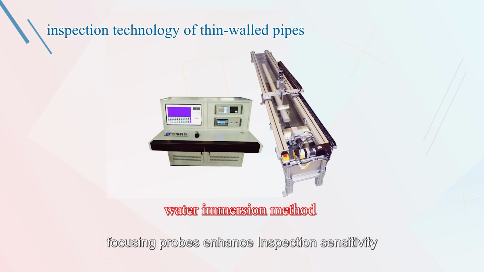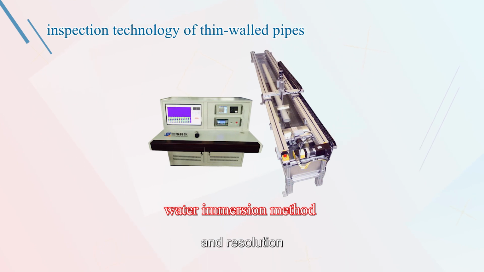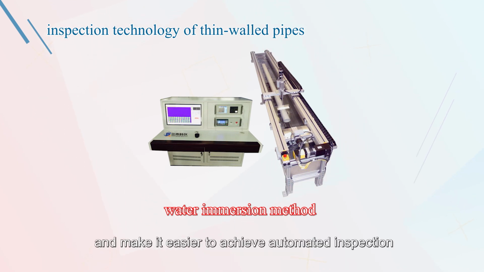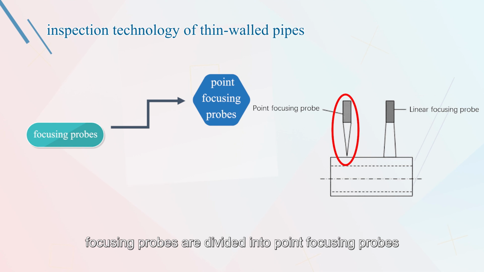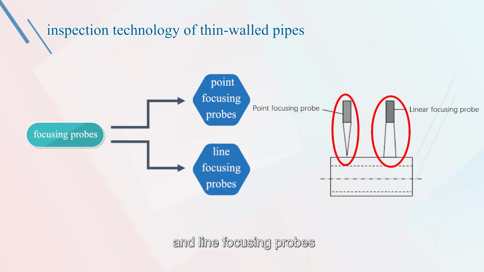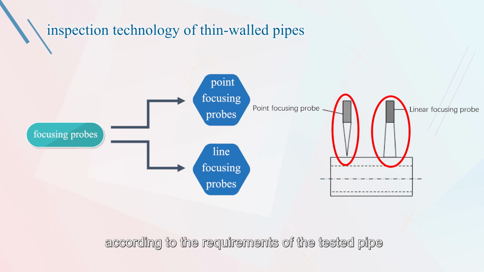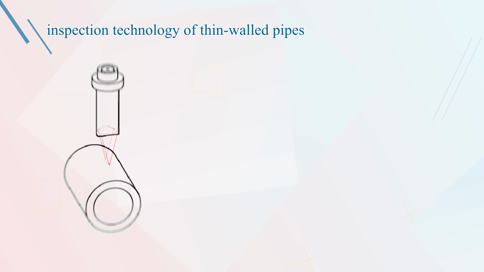Focusing probes enhance inspection sensitivity and resolution and make it easier to achieve automated inspection. Focusing probes are divided into point focusing probes and line focusing probes. The beam focusing method is selected according to the requirements of the tested pipe.